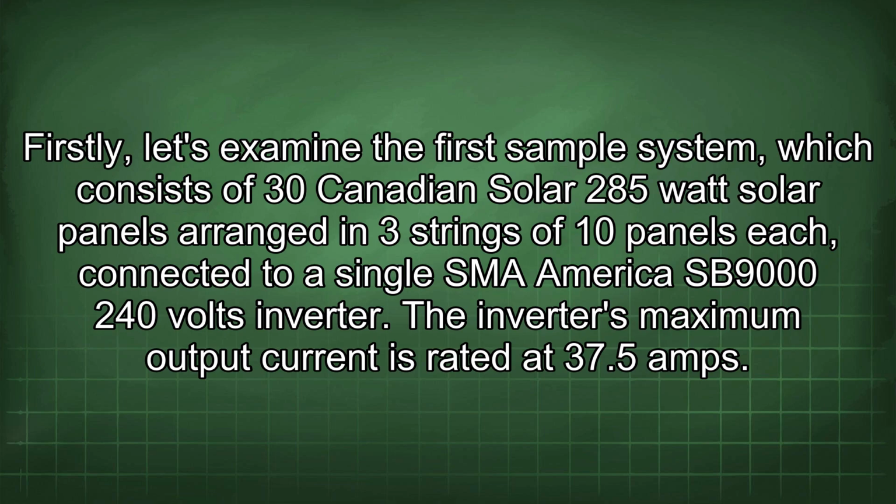Firstly, let's examine the first sample system, which consists of 30 Canadian Solar 285-watt solar panels arranged in 3 strings of 10 panels each, connected to a single SMA America SB 9240 volts inverter. The inverter's maximum output current is rated at 37.5 amps.